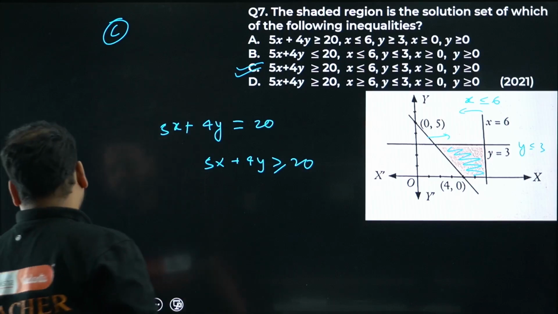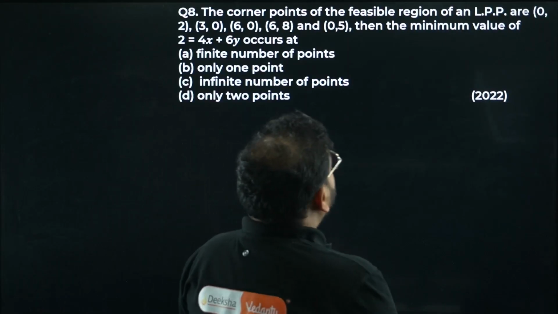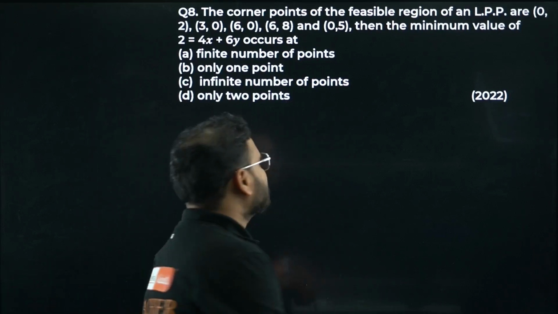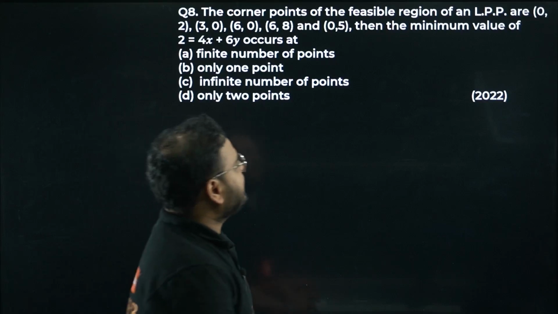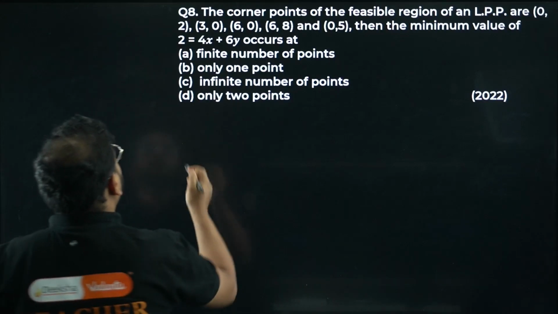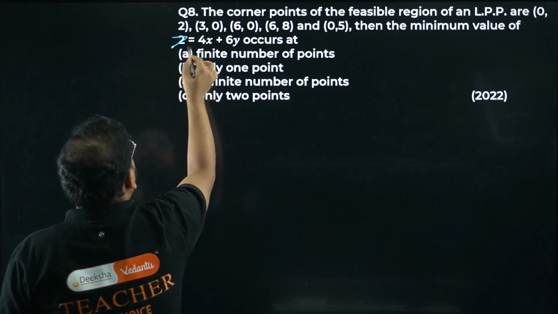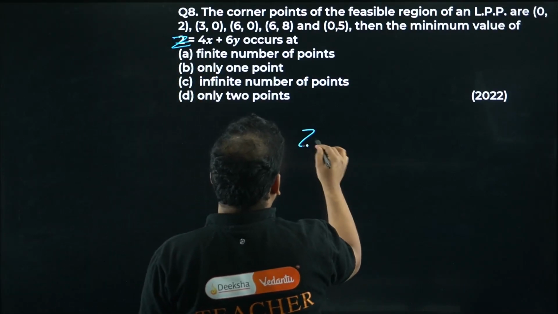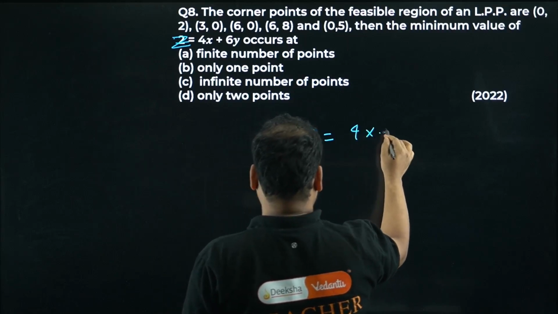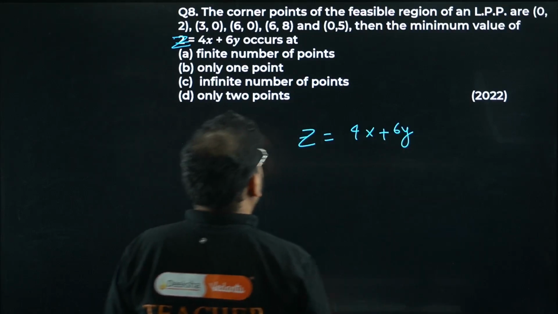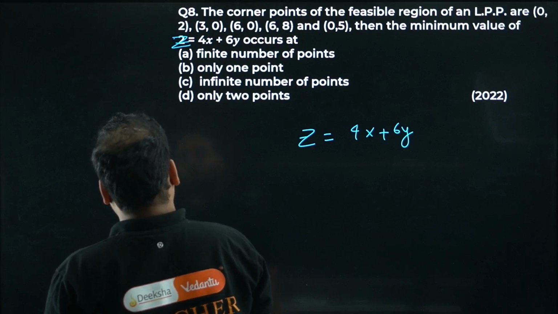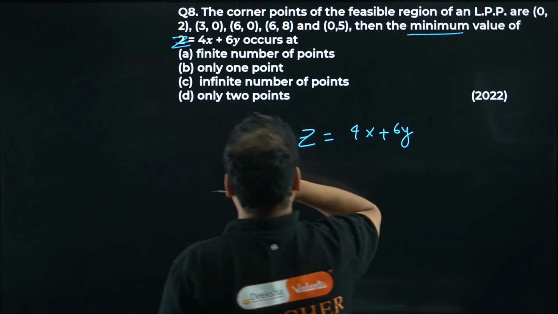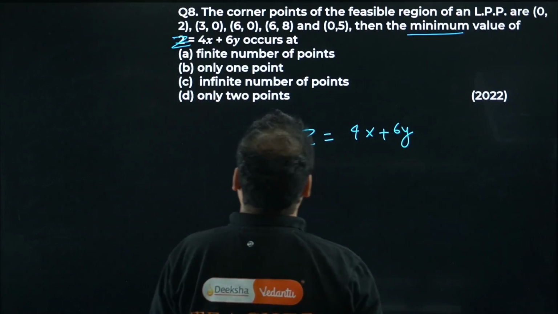Moving on to question number 8. The corner points of the feasible region of an LPP are, they've given the corner points (0, 2), (3, 0), (6, 0), (6, 8) and (0, 5). Then the minimum value of, this is not 2, this is actually Z. Basically they've given the objective function as Z equals 4x plus 6y. We are looking for the point of minima.